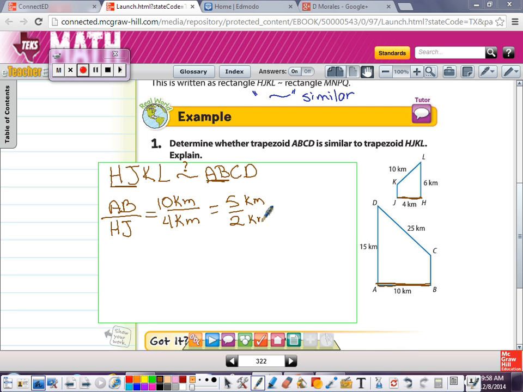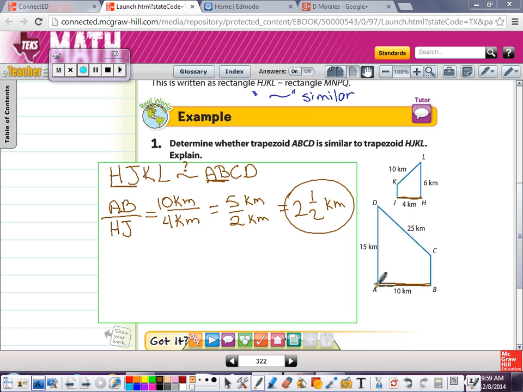And then now I have an improper ratio, which I can make into a mixed number, and I get 2 1/2 kilometers. So that means these two sides, this side and this side, are related by this. That means if the smaller shape is 2.5 times smaller than the big shape, or if I say it backwards, the bigger shape is 2.5 times bigger than the smaller shape.